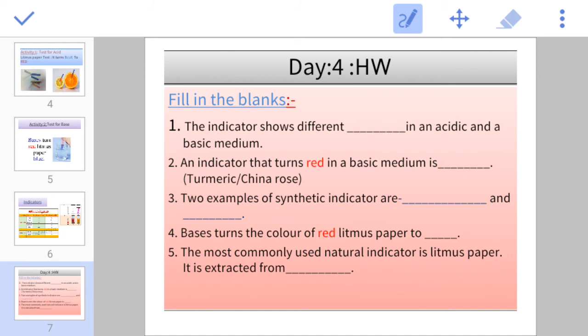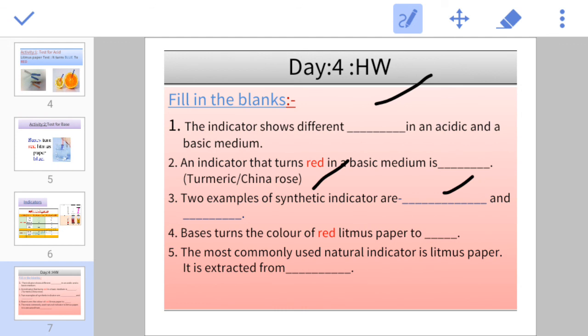And the last one, slide number 4, and day 4 homework. An indicator shows different changes. How can we test that? What is the change, like shape, size, position, or color, so that we can confirm whether the substance is acidic or basic? An indicator turns red, so you have to write the name of the indicator, selecting one from turmeric and China rose. Two examples of synthetic indicators are dash and dash. You have to write the examples.